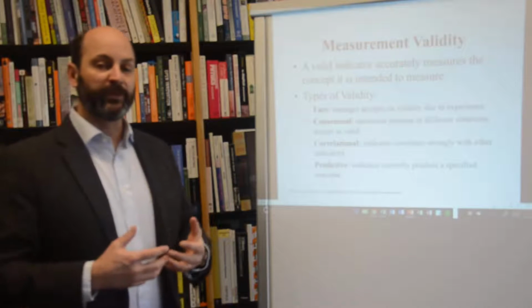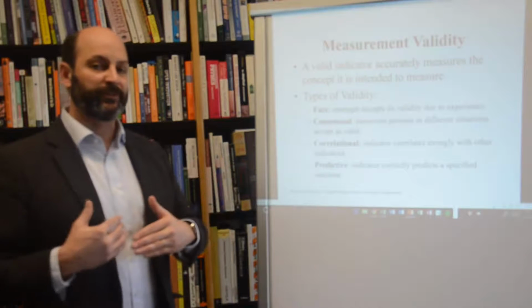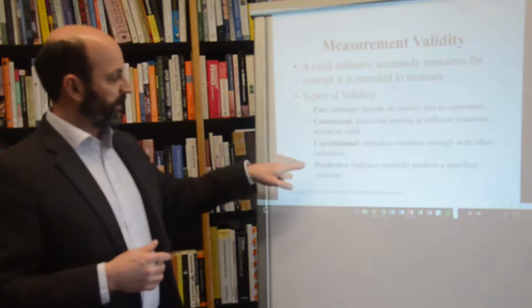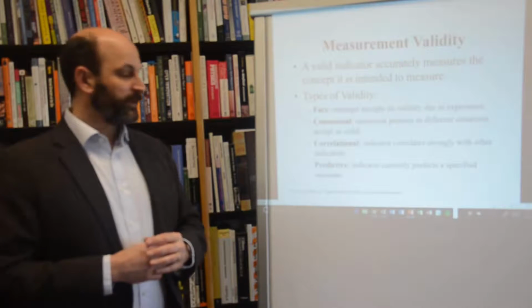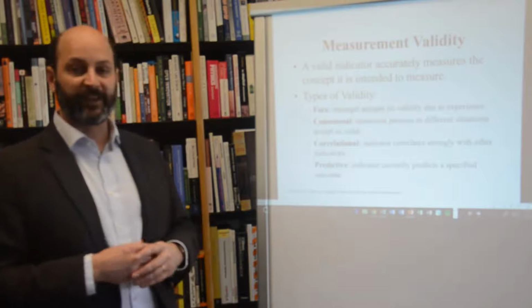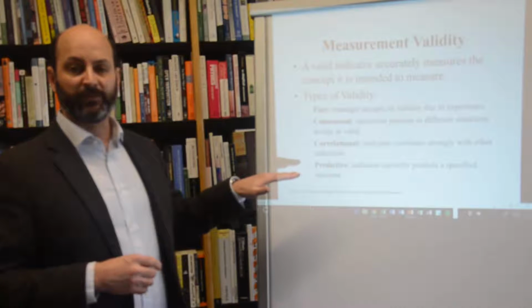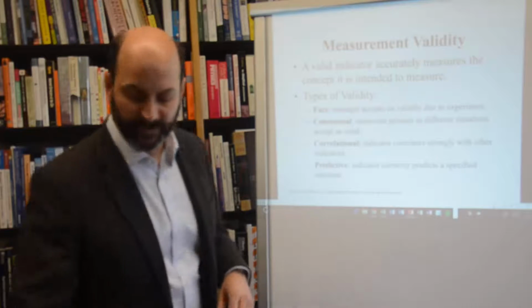The other way that we can look at correlation is through statistical analysis, which we'll talk about much later in the class. And then we have predictive validity. That's where the indicator can actually correctly predict a specified outcome. These are very detailed and often hard to come by.